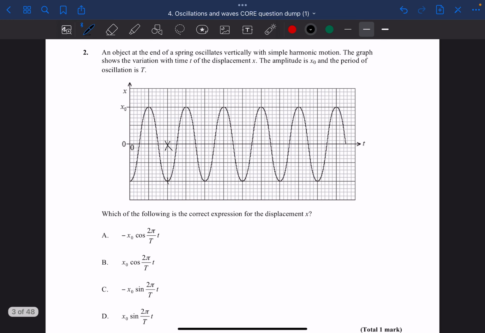This is just a math question. The graph is a cosine graph, as we can see. So C and D are not the answers. And as it starts from the bottom, with the minus sign, we can deduce that there's a minus sign for the expression. So it's A.